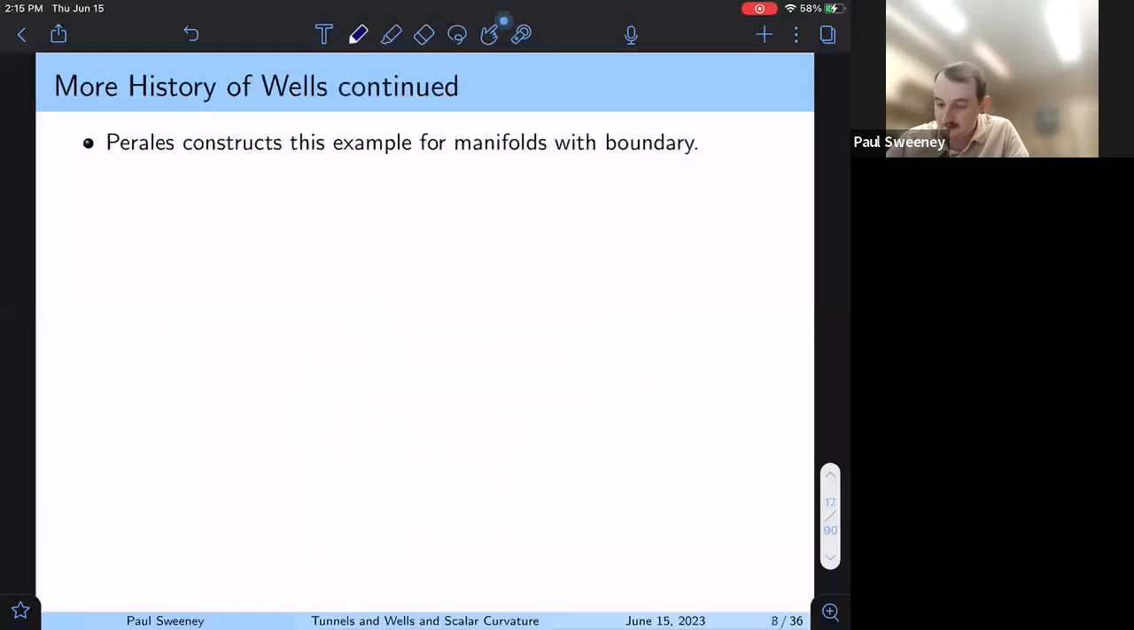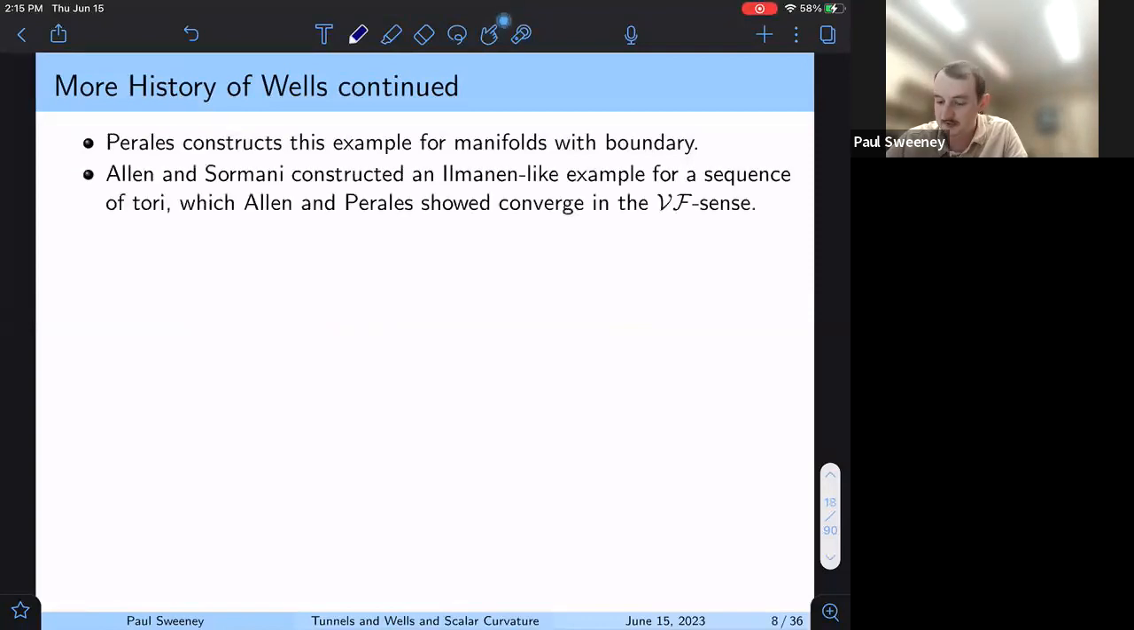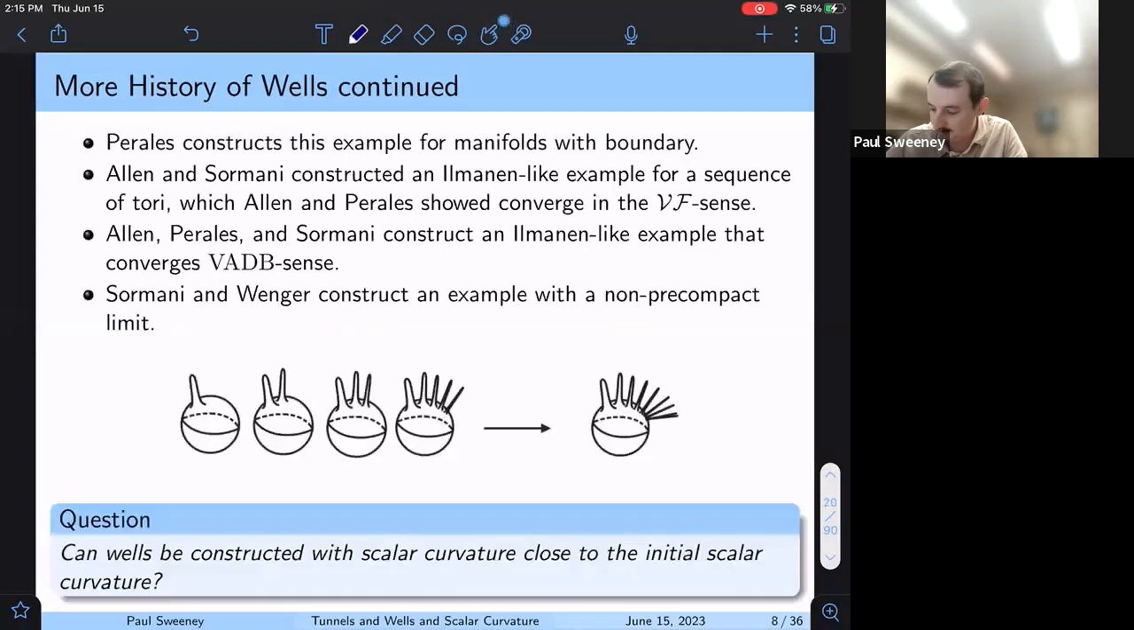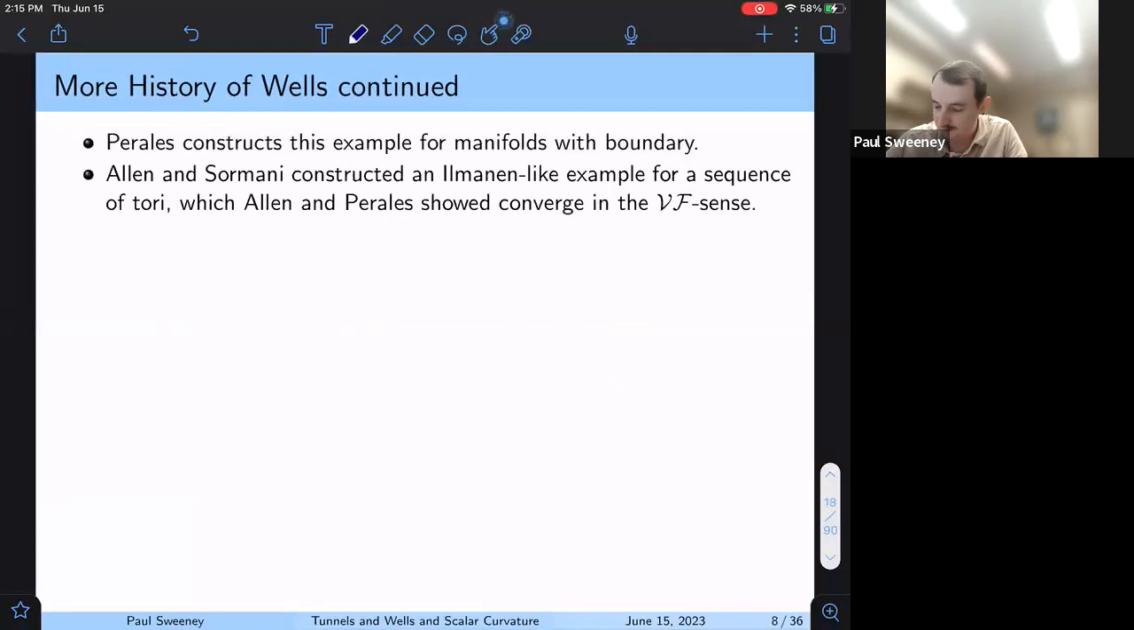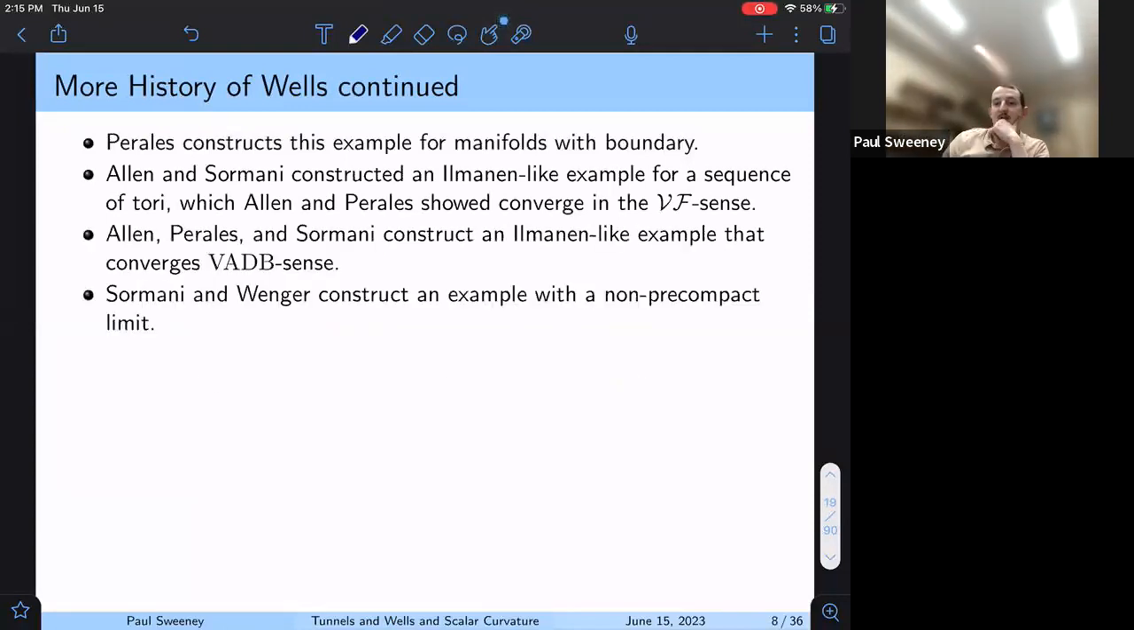Many examples of this sort have been constructed for manifolds with boundary, sequences of tori, but most recently, I think, they came at the same time. So we've constructed these examples and they converge in the volume above, distance below sense.